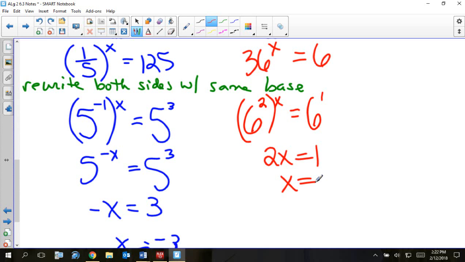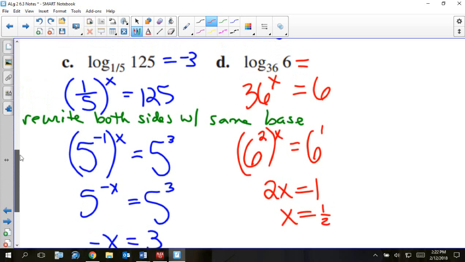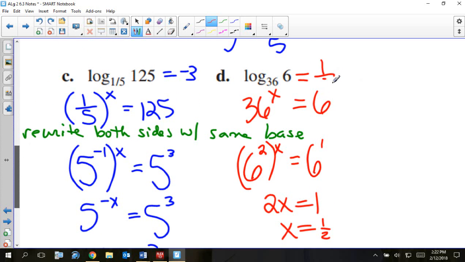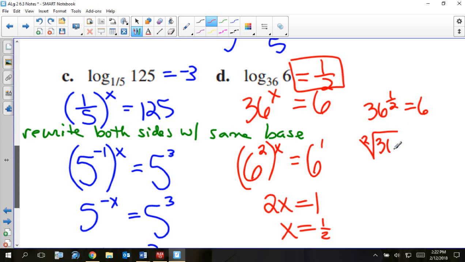Solve that equation. So divide by 2, what's x? So let's think about what that means. That is the answer. That means 36 to the half power is 6. What does the half power mean? Square root. It means the second root. Is that 6? Yes.